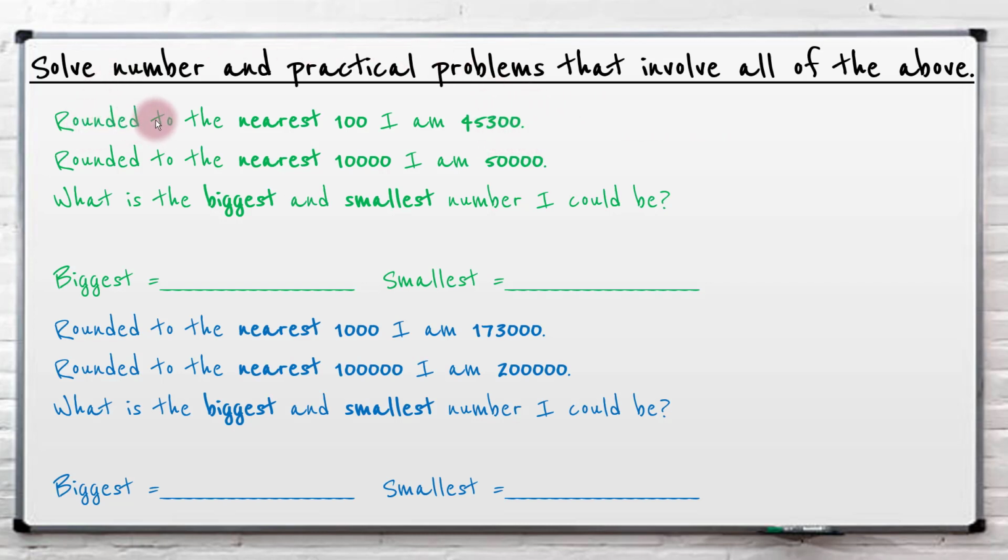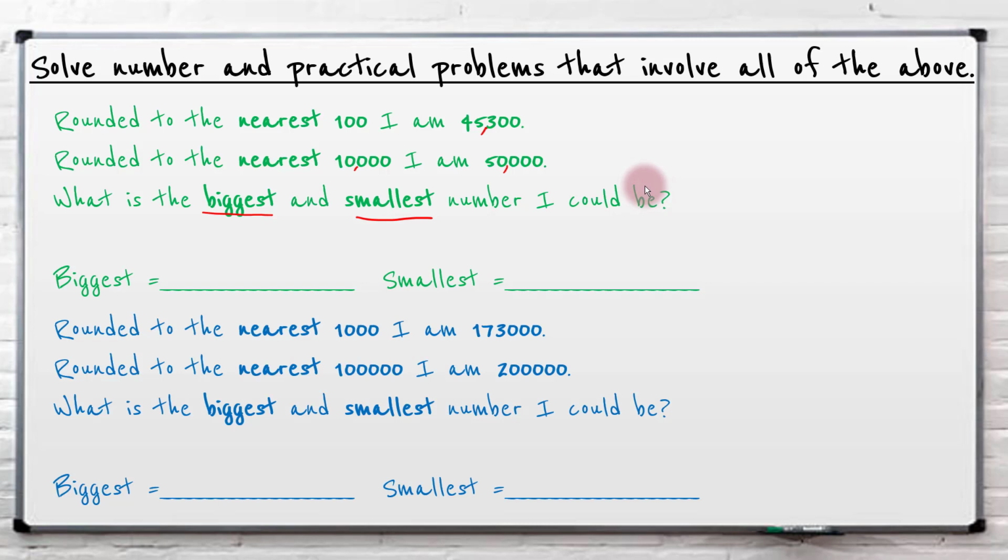So what have we got? Rounded to the nearest 100, I am 45,300. Rounded to the nearest 10,000, I am 50,000. What is the biggest and smallest number I could be?